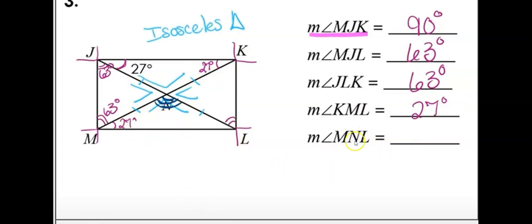Let's check out this next, our last one, trying to find the measure of MNL. We know that the other base angle of this triangle, MNL, since it does form an isosceles, is going to be 27 degrees. And we know that all three angles add up to 180 degrees. So all we have to do is add 27 plus 27, and we get a total of 54. And we just subtract 54 from 180, and we are going to get a total of 126. So that's the missing measure.